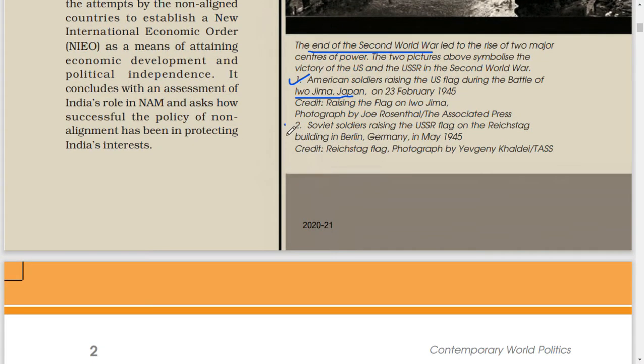2. Two Soviet soldiers raising the USSR flag on the Reichstag building in Berlin, Germany, in May 1945. Credit: Reichstag flag, photographed by Evgeny Khaldei, TASS.